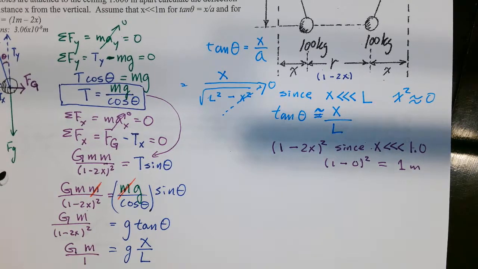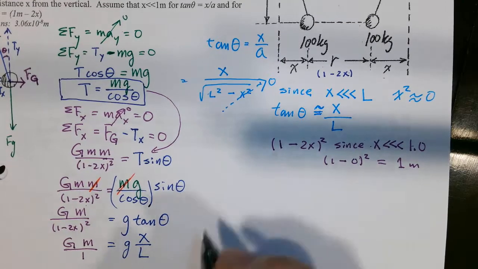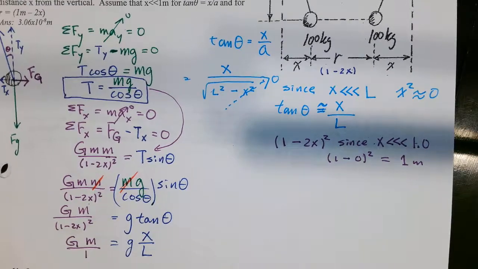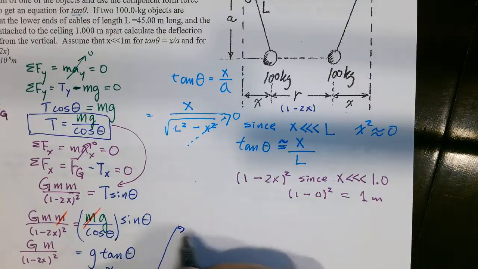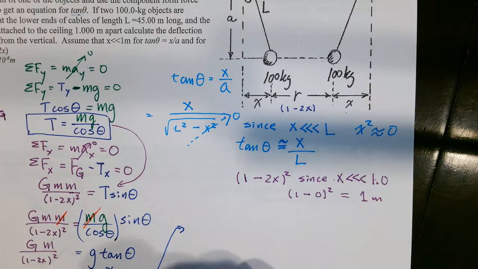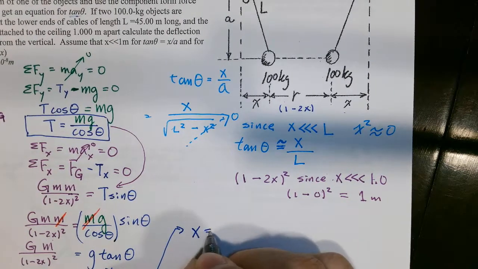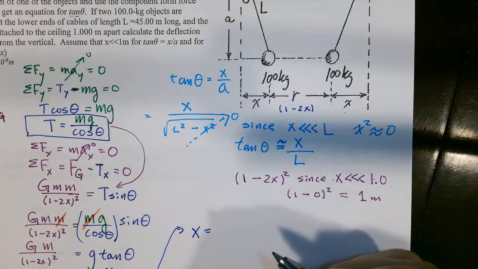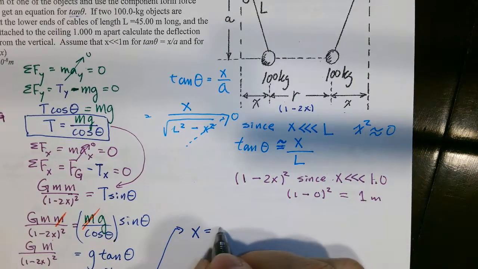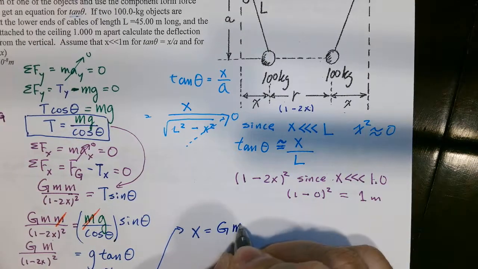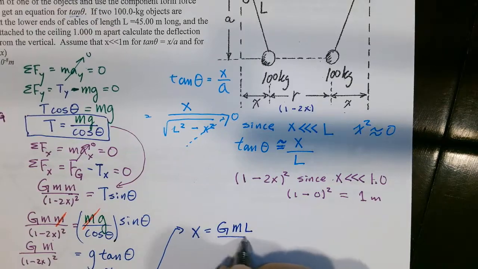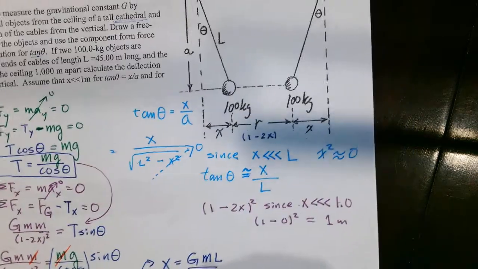So if we solve for x, x now is equal to G times M times L over small g.